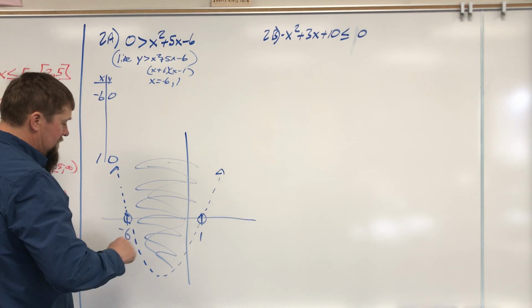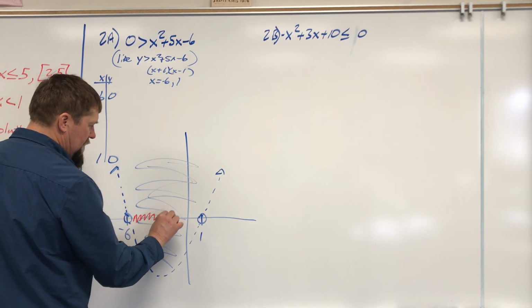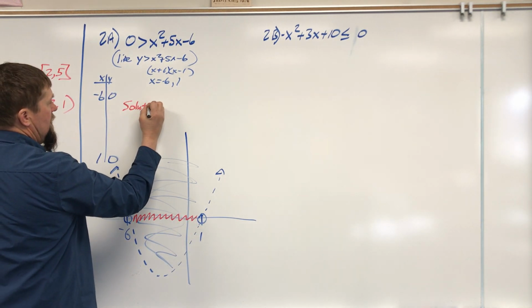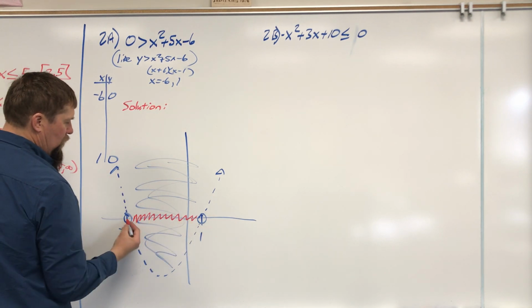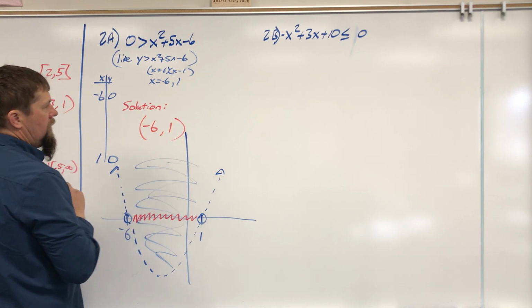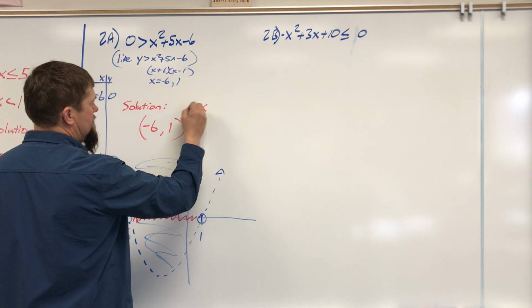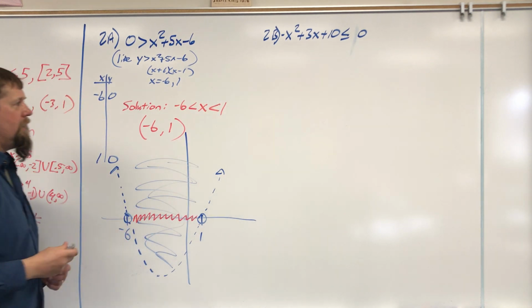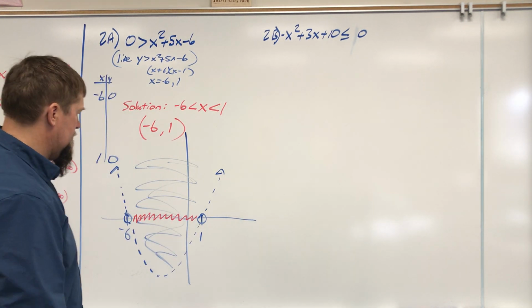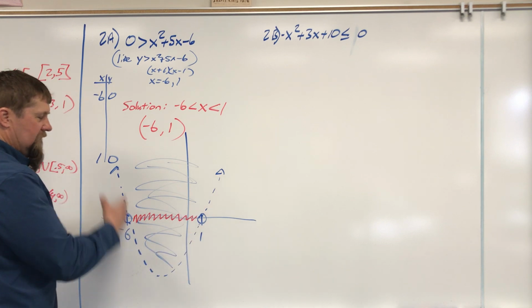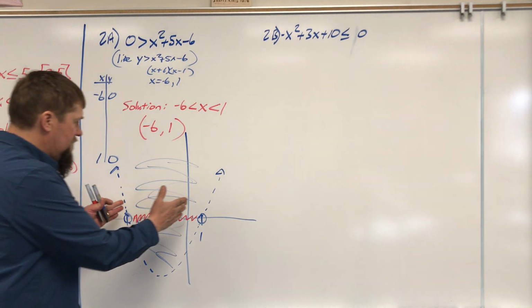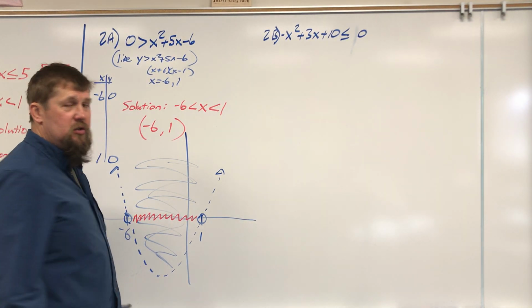Now, that also then tells me that it's everything in between that's shaded. So my solution to this one is everything in between -6 and 1. That's interval notation, or you could say x is greater than -6, x is less than 1. So I'm using a graph, but I'm not necessarily graphing it completely. I'm just using the intercepts, how the graph is shaped, and then of course where it's shaded. Is it shaded in between the two intercepts or outside the two intercepts?